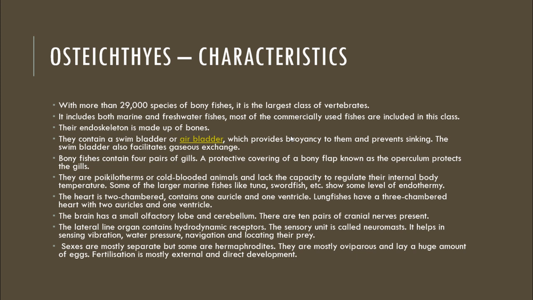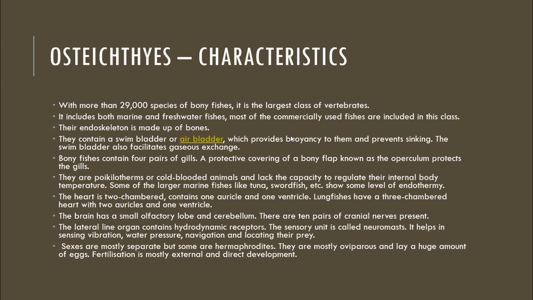They contain a swim bladder or air bladder which provides buoyancy to them to prevent sinking. The swim bladder also facilitates gaseous exchange. Bony fishes contain four pairs of gills. A protective covering, a bony flap known as operculum, protects the gills. You know what an operculum is? So they have operculum here. They are poikilothermic too. Some of the larger marine fishes like tuna show some level of endothermy. That's the idea. The heart is two-chambered, contains one auricle and one ventricle.